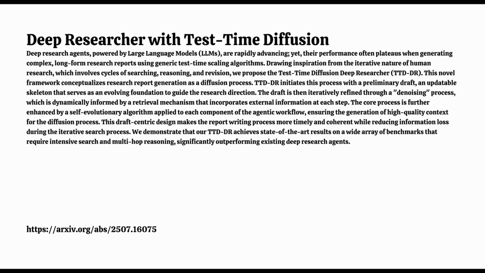So TTD-DR tries to model this. It thinks about generating a research report as, I call it, a diffusion process. Okay, diffusion process. That sounds a bit technical. What does that mean in this context? It's really an analogy. Think about diffusion models in image generation. You start with random noise, right? And then iteratively refine it, step by step, denoising it until a clear image emerges. Ah, okay, so cleaning up the noise.